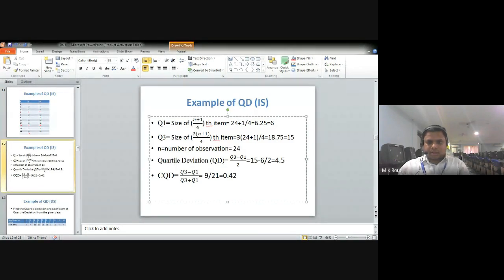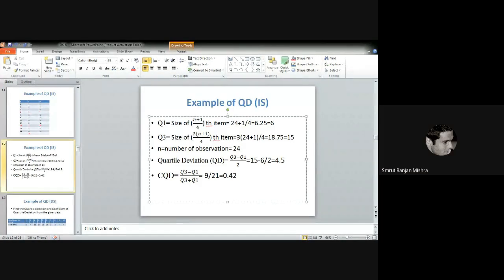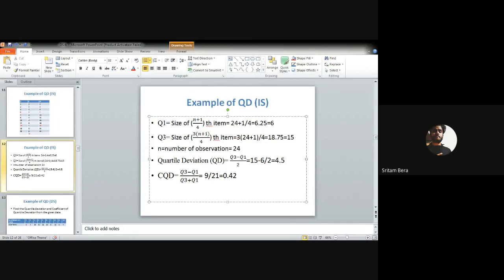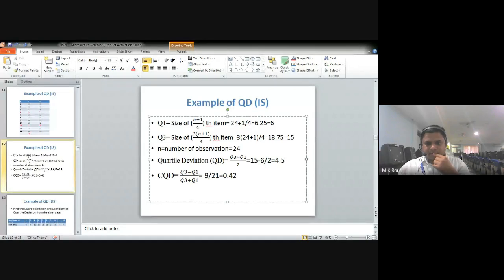Smruti Ranjan Mishra, what is your answer? 4.5 and 0.42. Soumya Brata, what is your answer? 4.5 and 0.42. Okay, good. The next is Soumya Ranjan Swai. Shitam Bera. The next one is 4.5 and 0.42. Okay. Shubham Agrawal, what is your answer for quartile deviation?